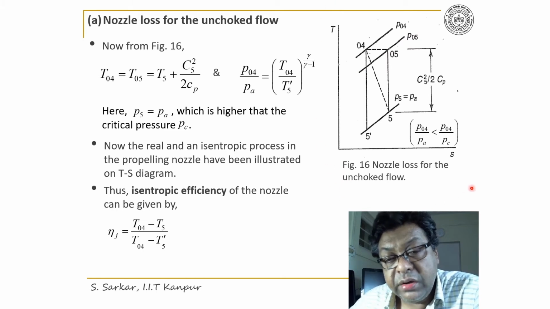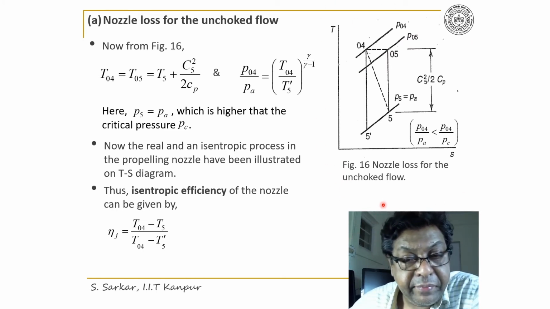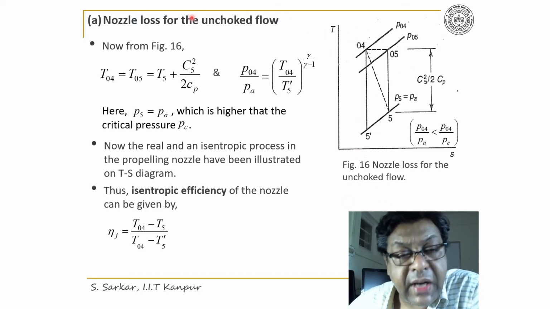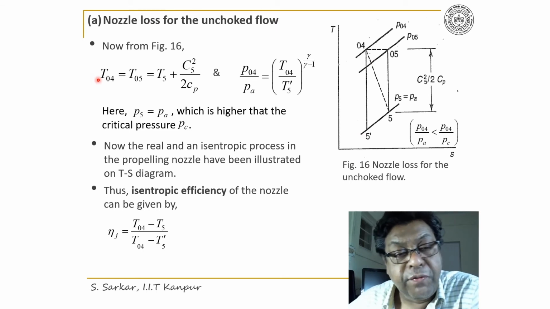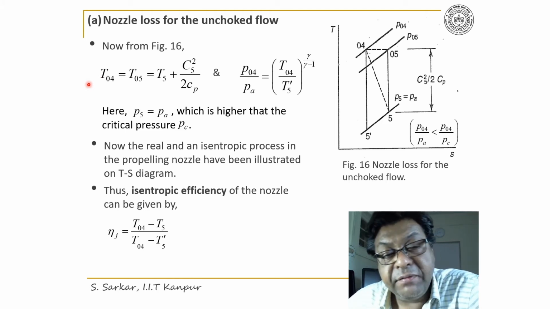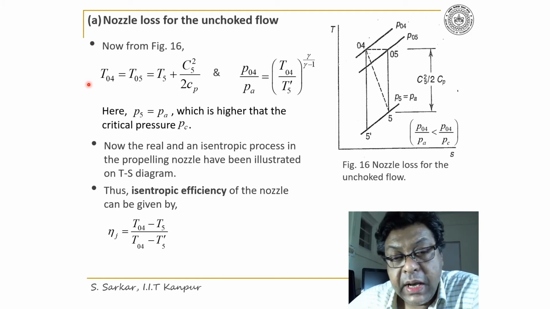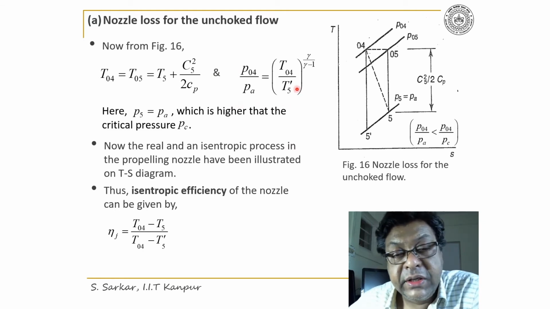Now I have drawn the T-S diagram. After drawing the T-S diagram and getting the state points, I can now write down the expression, that is T04 is equal to T05, that is equal to T5 plus C5 squared divided by twice Cp. And the pressure ratio P04 by Pa can be related with the temperature ratio T04 by T5 dash.